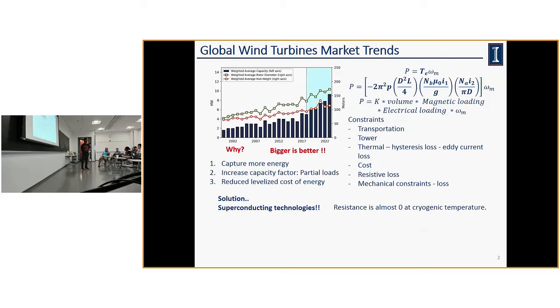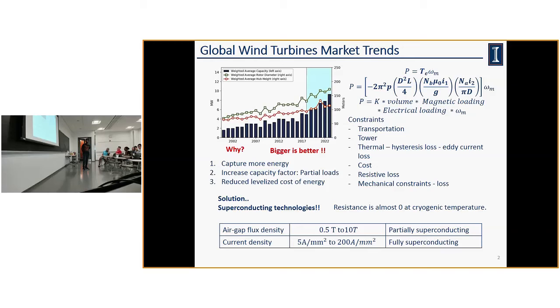And what is the significance of that? Achieving cryogenic temperature is a challenging task, because we are talking about very low temperature. We need to use coolants like liquid helium or liquid hydrogen, so that's why it's quite challenging. What this means is that without increasing the volume or speed of the machine, but by increasing the electrical and magnetic loading, we can go for a higher power machine. That's the idea of superconducting machines.